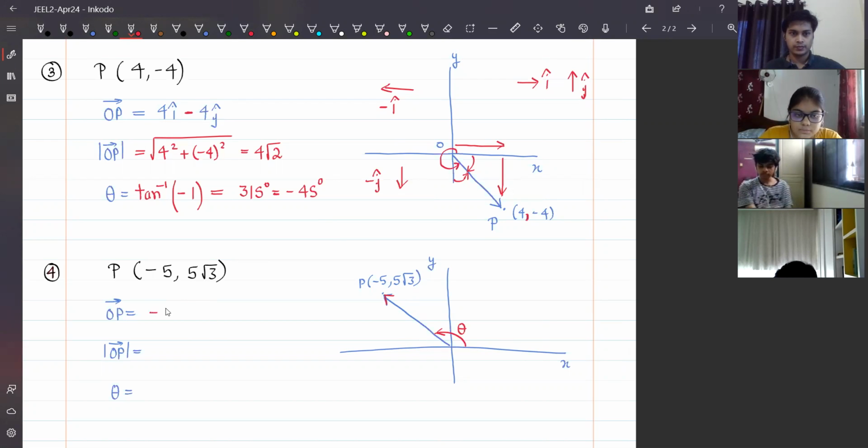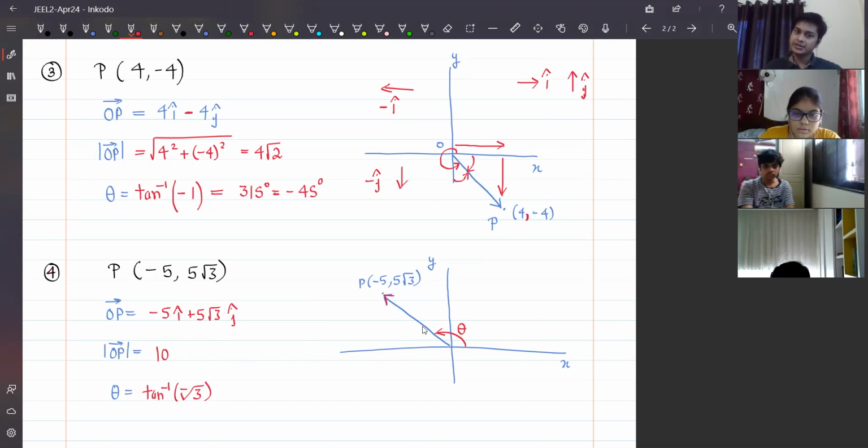Minus 5 i cap plus 5 root 3 j cap. Correct. The length of the OP vector is 10 units. Then theta is minus 60 degrees. I will write theta as tan inverse of minus root 3.